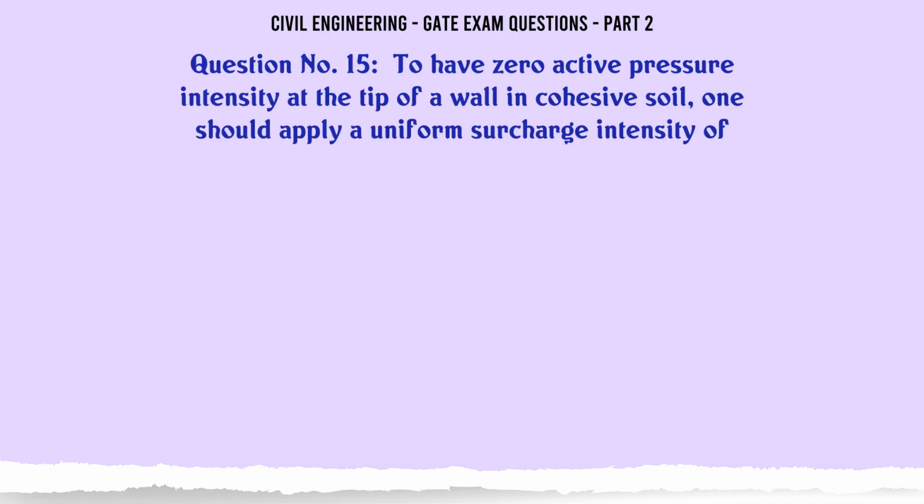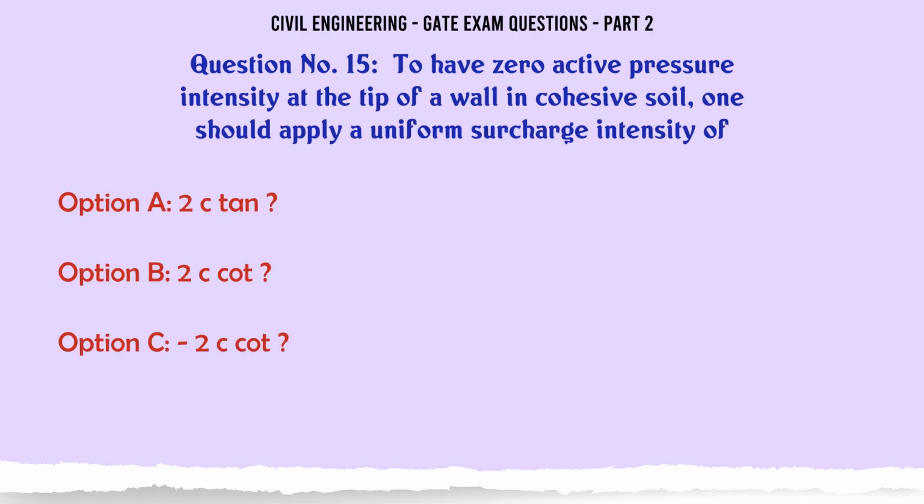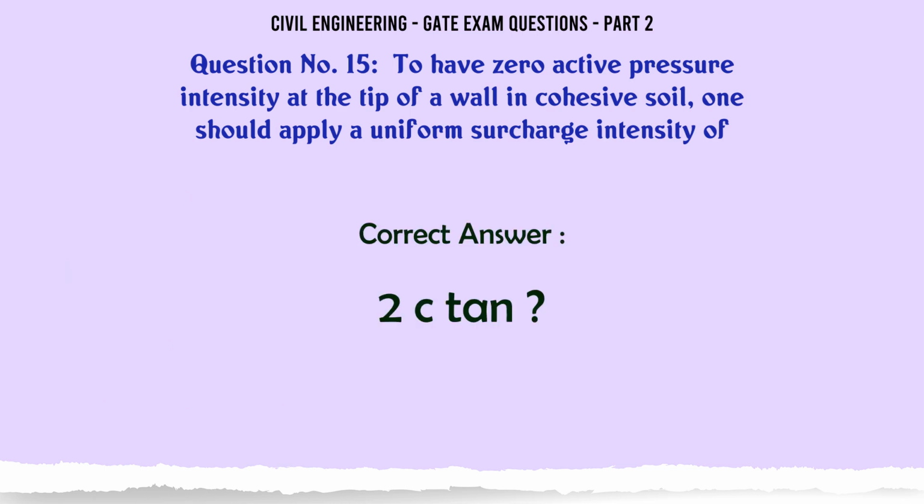To have zero active pressure intensity at the top of a wall in cohesive soil, one should apply a uniform surcharge intensity of A 2c tan, B 2c cot, C c cot, D c tan. The correct answer is 2c tan.